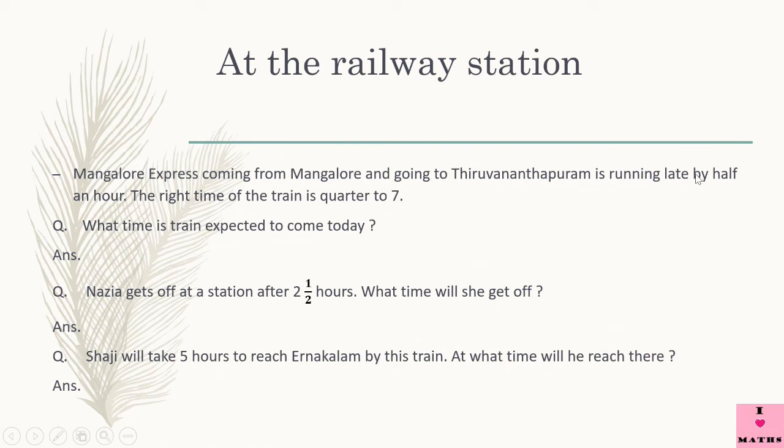Now we have to find out what time is train expected to come today. Children, since the train is late, so we need to add half an hour, because the train is late by half an hour, beta. See, it is written train is late, running late by half an hour.